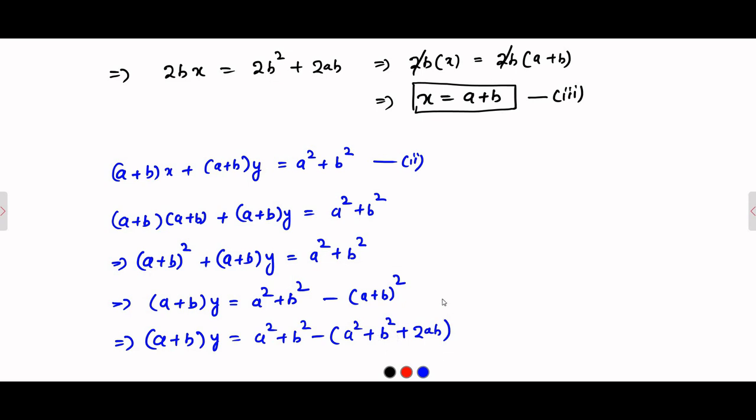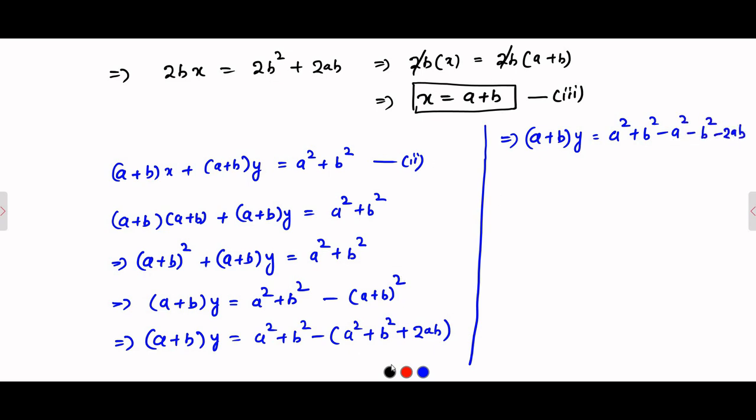So we have (a + b)y is equal to a² + b² minus a², opening the bracket, minus b² minus 2ab. So a² minus a² cancels, b² minus b² cancels. That implies (a + b)y is equal to minus 2ab, implies y is equal to minus 2ab by (a + b).